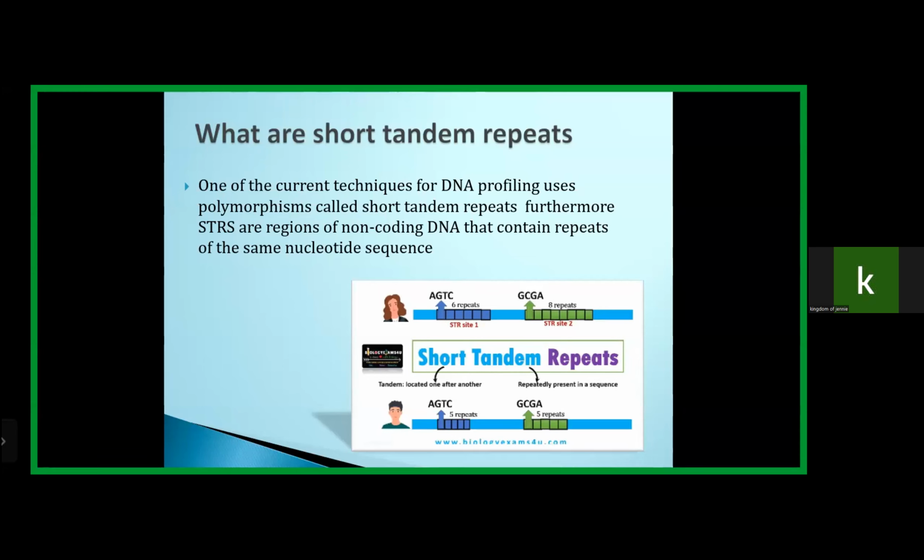That shows us that the short tandem repeat is a matter of the number of repeats, and STRs are found in different places, or genetic loci, in a person's DNA.